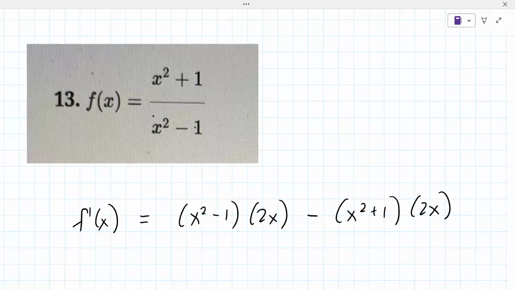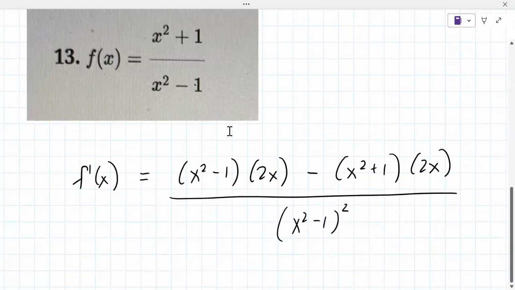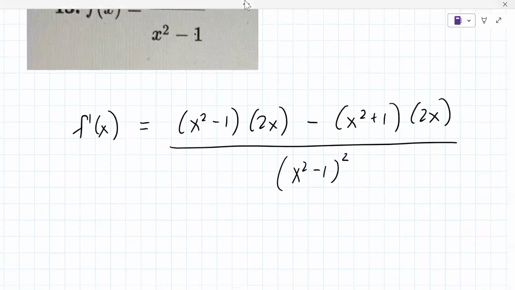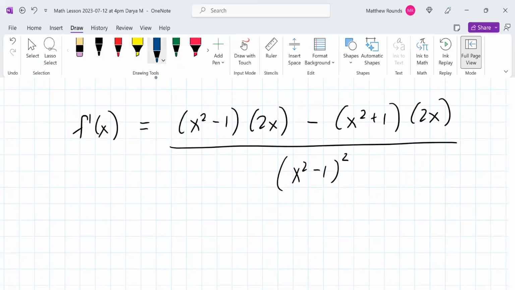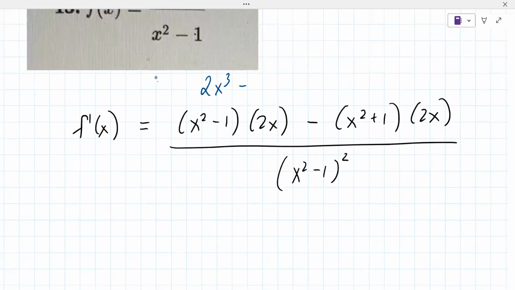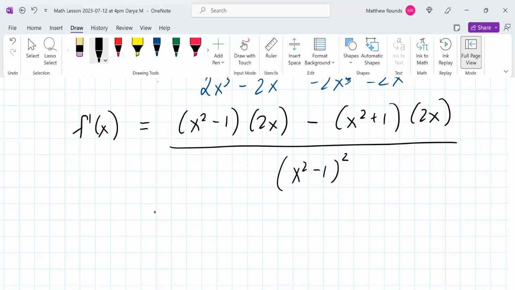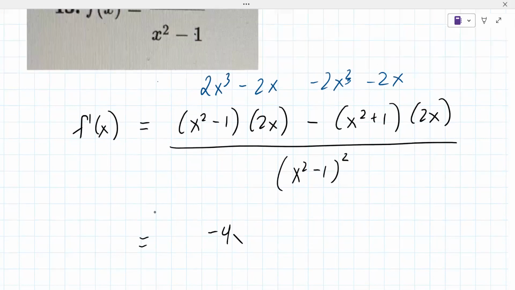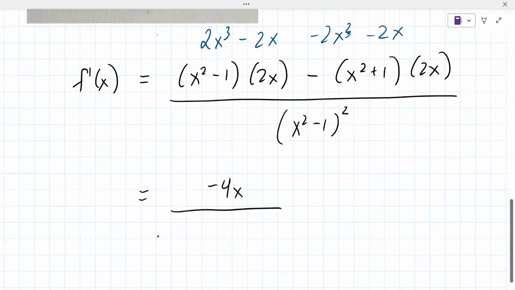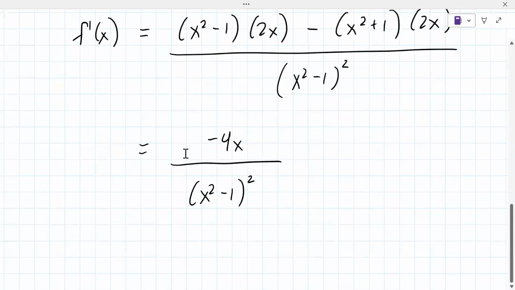Times the derivative of the bottom over the bottom squared. Right. Okay, so now the top, we do need to simplify. I'm going to simplify it above that because I don't want to have to rewrite all this, but it's 2x cubed minus 2x minus 2x cubed minus 2x. So it ends up being not too bad. It ends up being minus 4x over x squared minus 1 squared, like that. Okay. All right. So that's the first derivative.